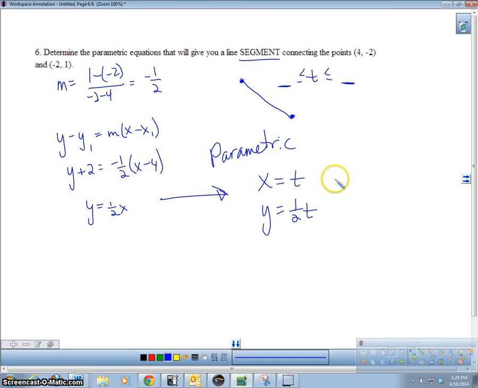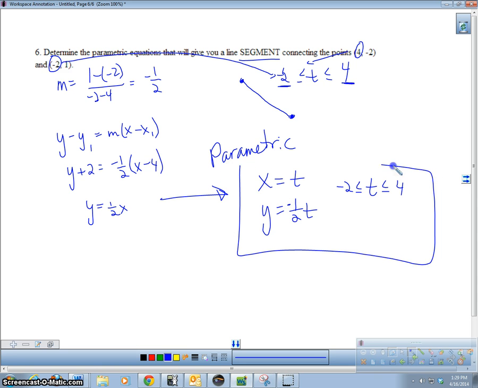And then I have to restrict this. The easiest way to restrict this is just to start with this x value, which has got to be 4. And then this x value, which is -2, as t. So my restriction is going to be between 4 and -2. And that should work. If I plug -2 in here and -2 in here, I should get my point. If I plug 4 in there, I should get my y value, which was -2. Oh, -1/2. Sorry. So this is your whole answer. You have to state not only the parametric equation, but the restriction on t.